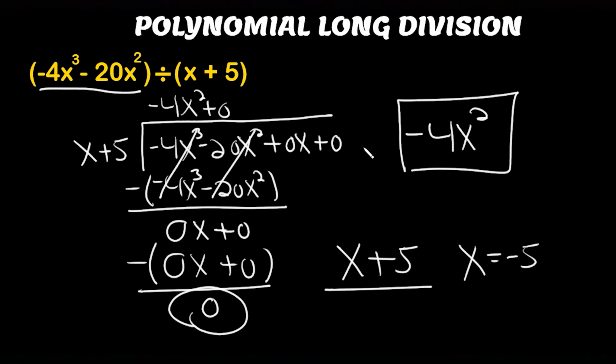That is how you do polynomial long division. So the key takeaways here: if you are missing any powers in your dividend, you have to make sure you include them. That way everything will stay lined up and everything will be organized, okay? And that's pretty much it.